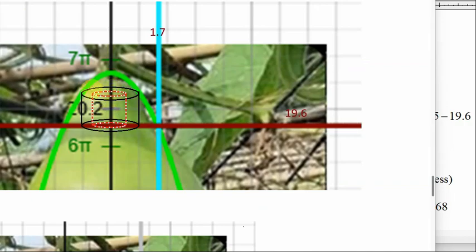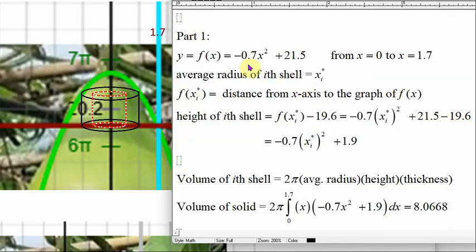So here's the top portion of the squash, and from here to here is about 1.7, and from the x-axis up to this line right here is about 19.6. The equation for this graph is a function of x, and the axis of revolution is the y-axis. So it's probably best to use the shell method, because if we use the disk method, we have to solve this equation for x in terms of y.